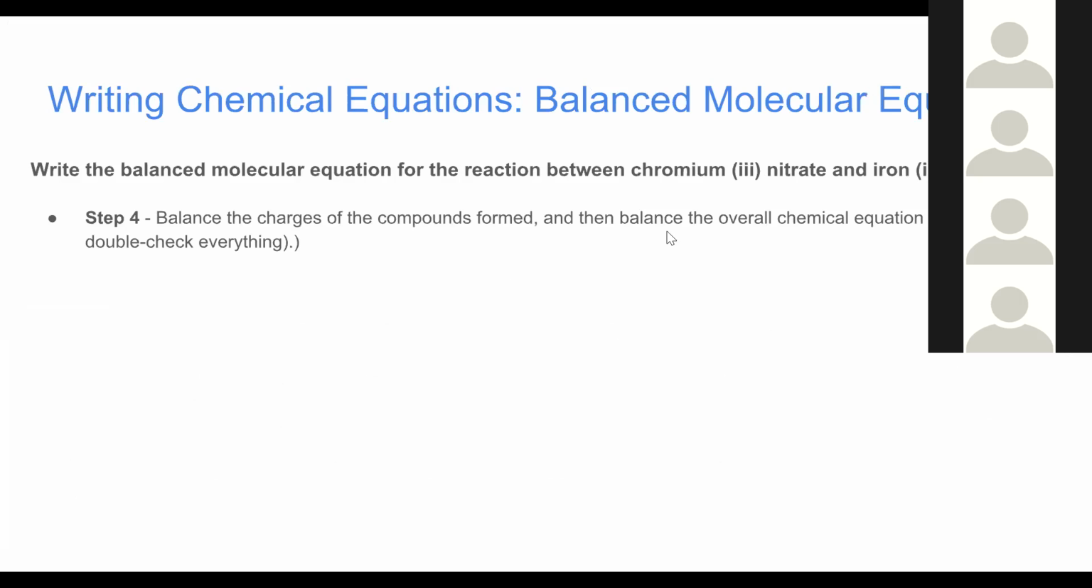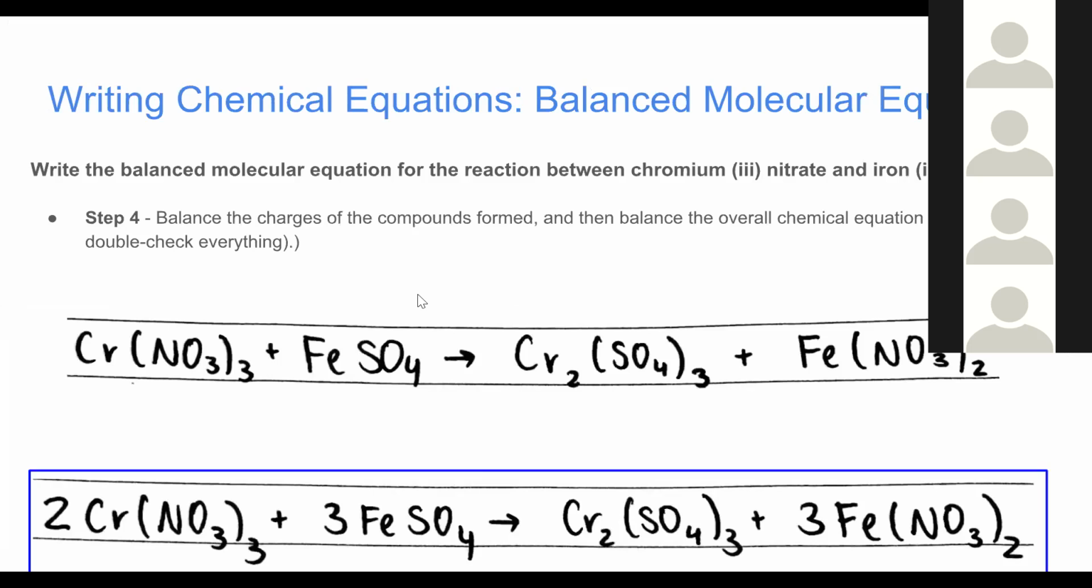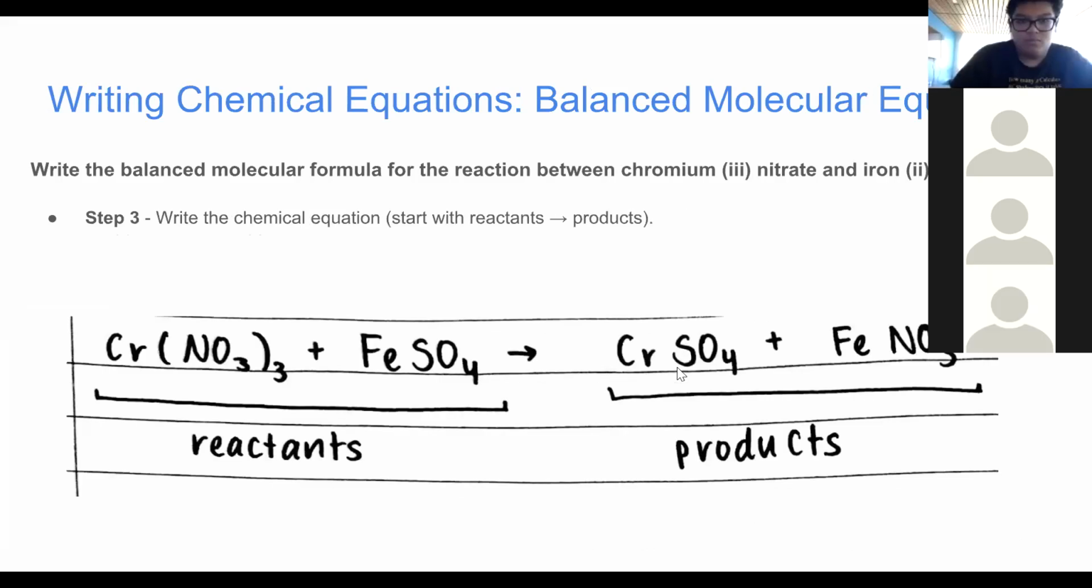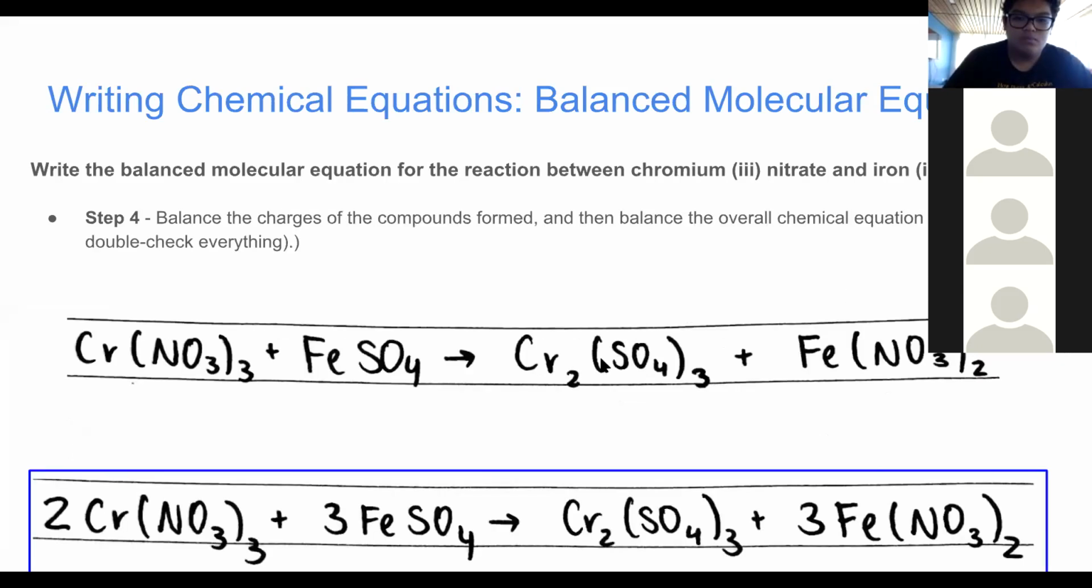So after we have that, the next step is to balance the charges of the new compounds formed. So you should have written something like this. So previously, when we made the new compounds, this isn't balanced because chromium has a charge of +3, whereas sulfate has a charge of -2. So when we balance the compounds, we have to make sure to add subscripts to check if this compound is balanced or not. And then the same goes for the iron-2 nitrate that we made.